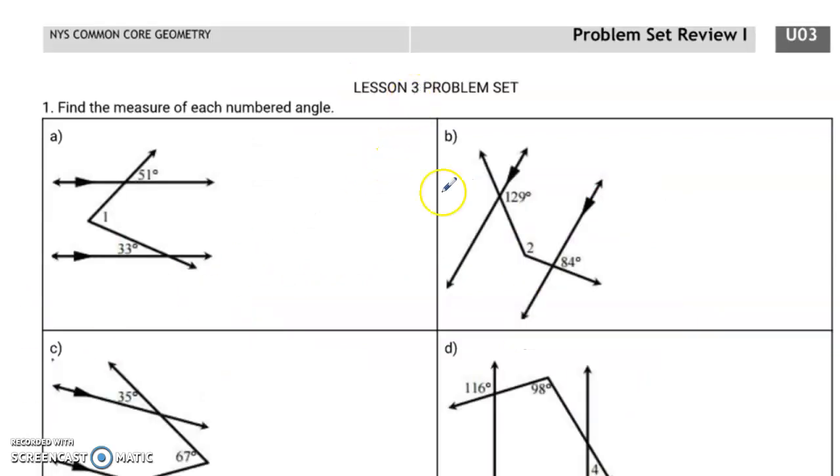Moving on to lesson 3, this is the lesson where we really dig into auxiliary lines, which are parallel to the 2 parallel lines that are already given. Pause the video, try this out, and then see if you got the questions right.